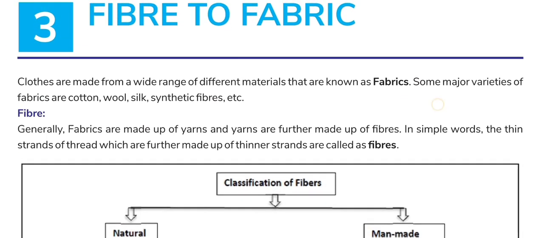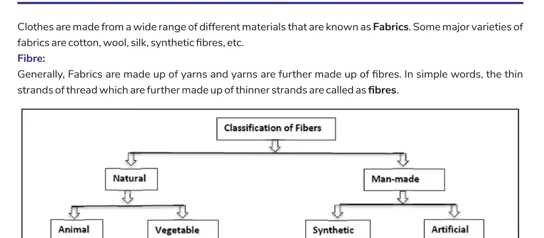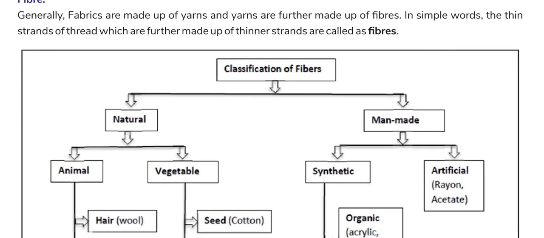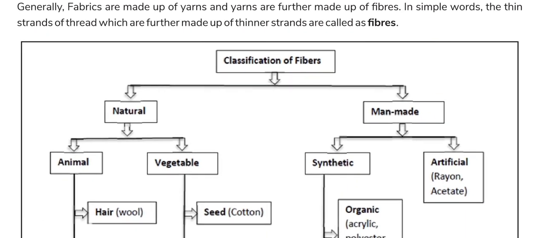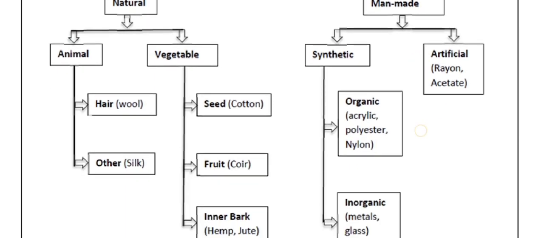Some major varieties of fabrics are cotton, wool, silk, synthetic fibers, etc. Fiber: generally, fabrics are made up of yarns, and yarns are further made up of fibers. In simple words, the thin strands of thread, which are further made up of thinner strands, are called fibers. Examples of some plant fibers.